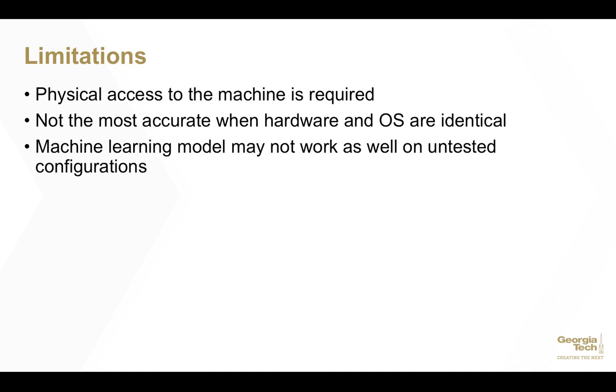The machine learning model may not work as well on untested configurations of hardware and software. For example, for operating systems or hardware configurations that the model was not originally trained on, it would have no way of classifying those and would potentially struggle to differentiate them from each other or from configurations that it was trained on.